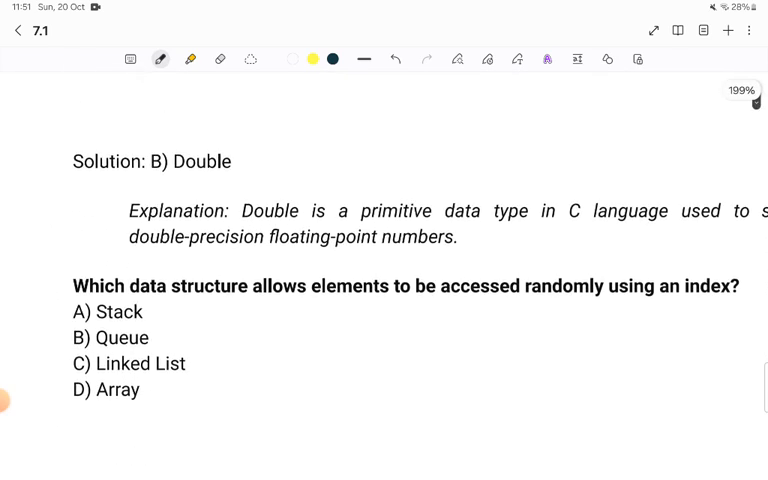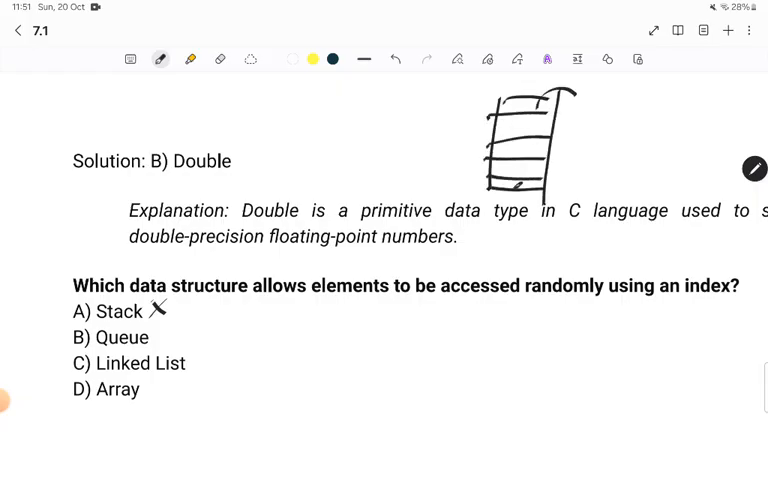Which data structure allows an element to be accessed randomly using an index? Okay, random access. So which data structure will provide random access? Stack, no, because in a stack, if you want to go to this element, you have to pop all these elements. Okay, queue also no. Linked list no, you have to visit node by node. So array is the correct answer. Array is a data structure which allows random access to any element.